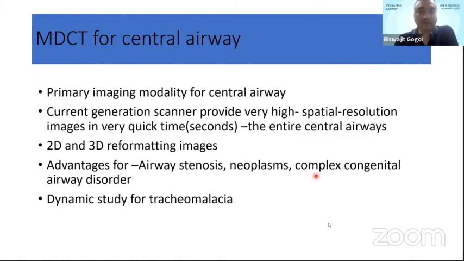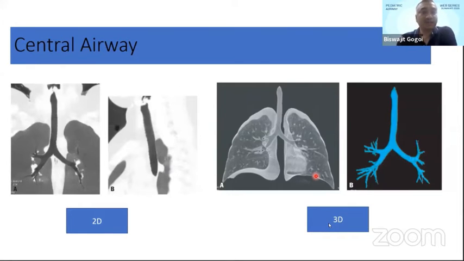But airway is also physiology, so we need a dynamic study. In case of tracheomalacia, this scan can give an idea, a dynamic study, but it's very difficult in children. This is how, in 2D images in an MDCT, the full airway can be appreciated from the glottis to the trachea, carina, and primary and secondary bronchi. And this is how we can reformat that in 3D. The 3D is very interesting. I'll try to demonstrate if I can.